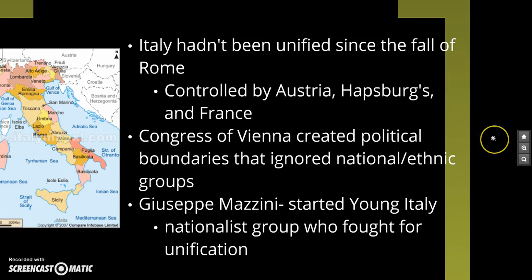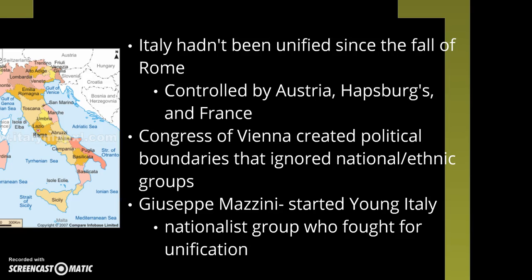The next thing that happened, the Congress of Vienna created political boundaries that ignored national and ethnic groups. So at the Congress of Vienna, after the fall of Napoleon, borders were just thrown around the map to make the powers that be happy and keep track of all the different countries in Europe. But these boundaries paid no attention to national or ethnic groups who wanted to be unified together, wanted to be in one country. As a result, this one man, Giuseppe Mazzini, would help to bring Italy together.